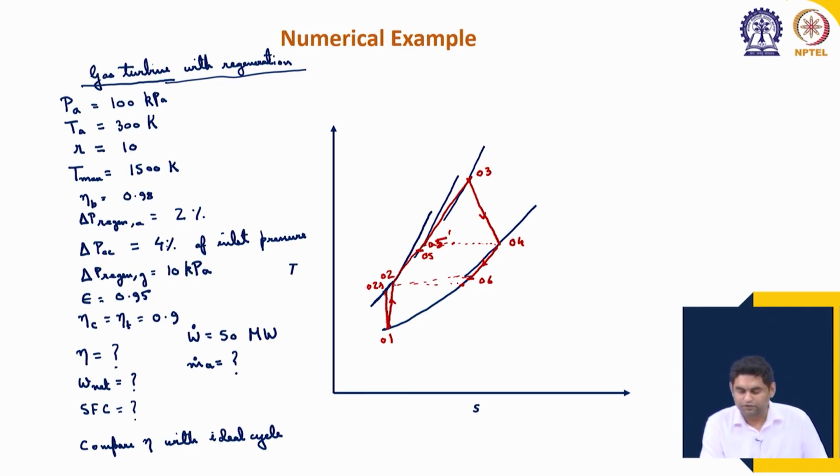Okay, so 01 to 02 is the compression process, 02 to 05, 05 has to be lower than 04. So, 05 is the regeneration air side, then from 5 to 3 is the combustion process, 3 to 4 is the expansion in the turbine, and 4 to 6 is the heat exchange process in the regenerator gas side, and 06 has to be higher than 02. Okay. So, now we start with this problem, and you should note down this diagram while solving, so that you can solve along with me.